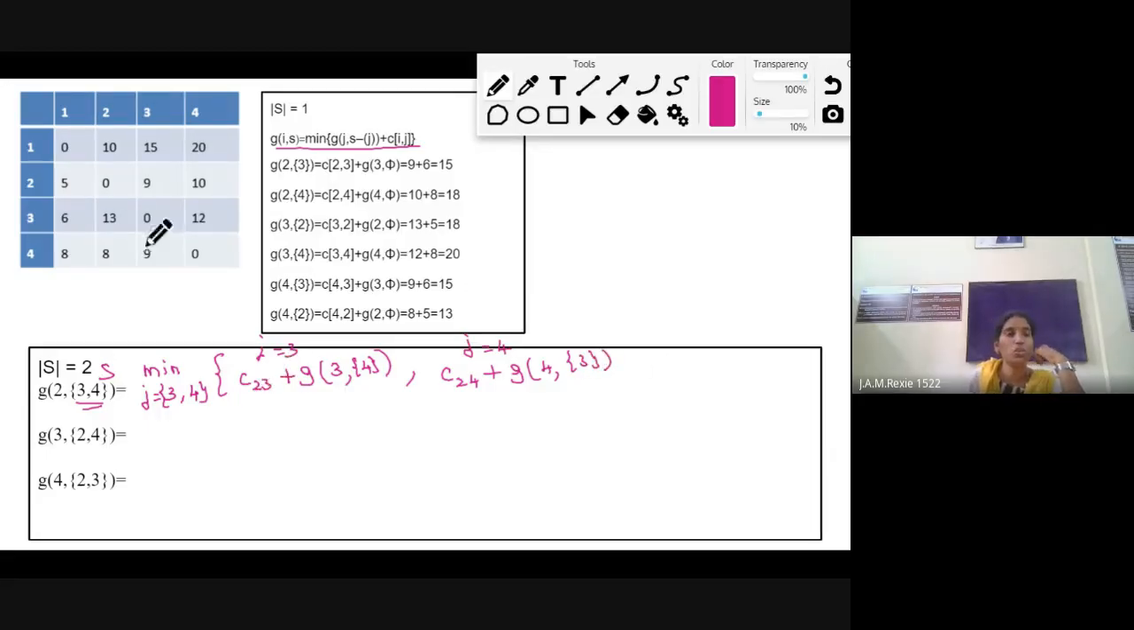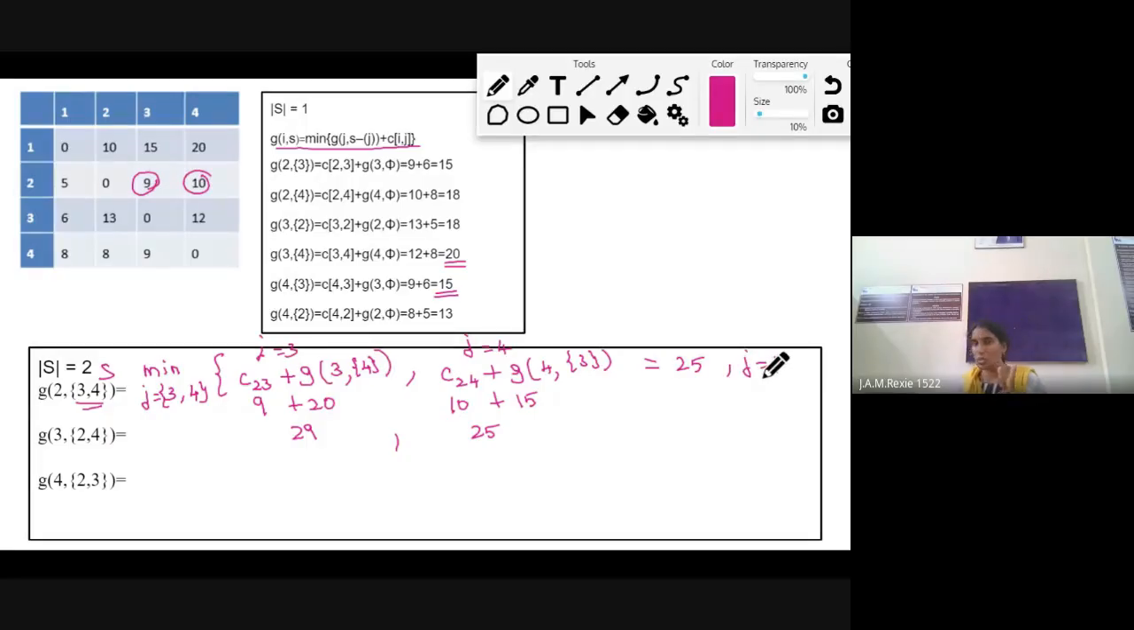So what is C23? C23 is 9 plus G34. The G34 result is already available, 20. And here C24. C24 is 10 plus G43. G43 is 15. So I'm getting 29 and 25. Which is less? 25 is less, for which J is equal to 4.